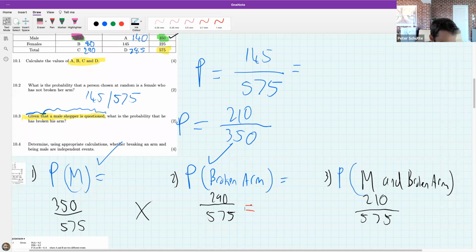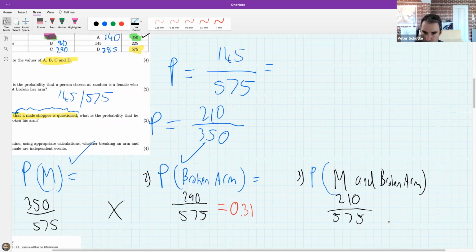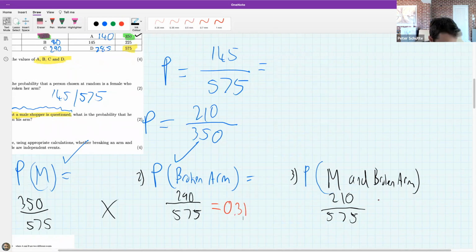So 350 times by, I get 0.306, so 0.31. And then for this one, 210 divided by 575, I get 0.37. So the question is, are they independent or are they not independent? That's what I want to know.